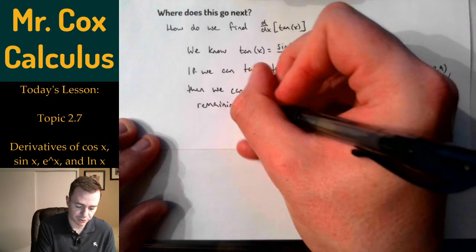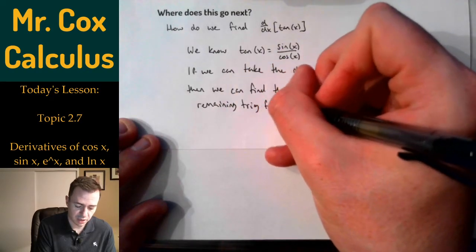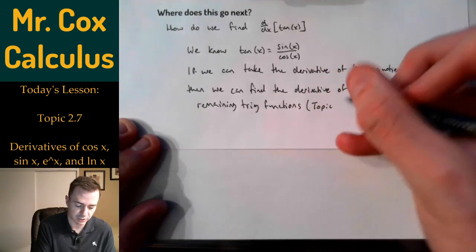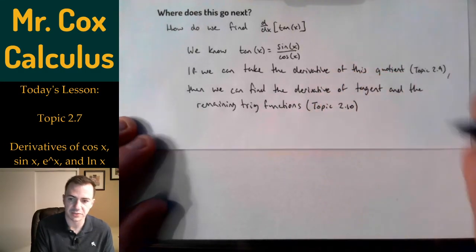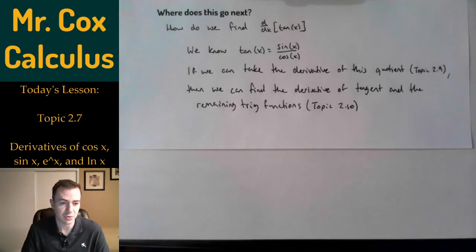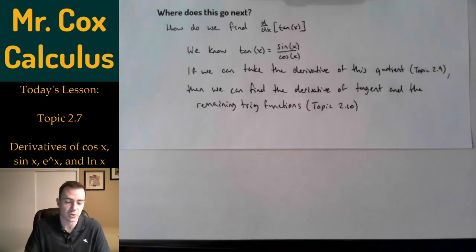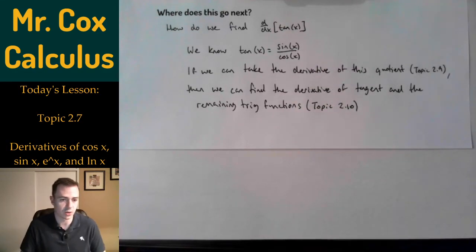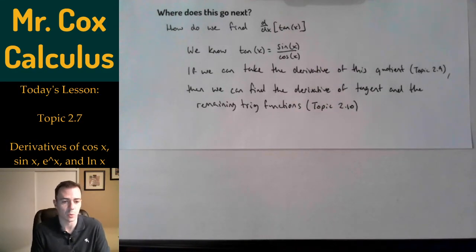trig functions. So if you think about what we're going to do, in fact, we will find the remaining 4 trig functions. We'll talk about their derivatives in topic 2.10. And what it's going to come down to is all of the other 4 trig functions we can break down in terms of sine and cosine. Tangent is sine over cosine, cotangent is cosine over sine, secant is 1 over cosine, and cosecant is 1 over sine. And so we can break them down into those quotients involving sines and cosines.